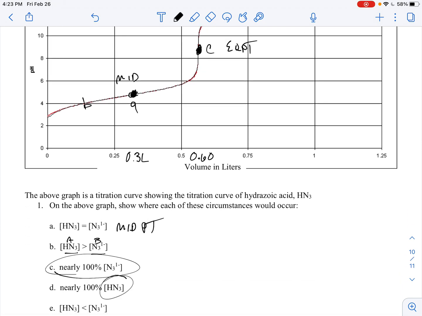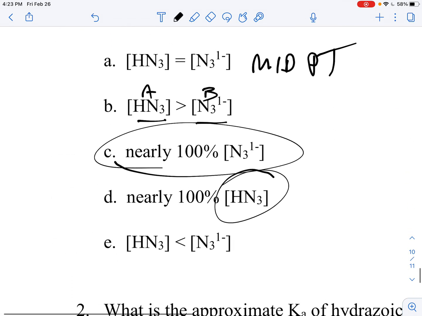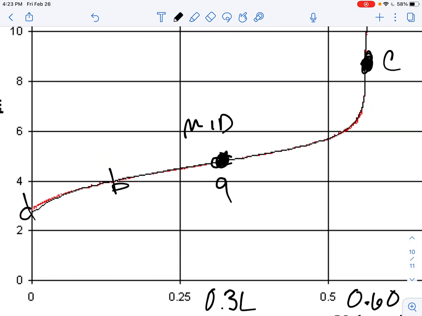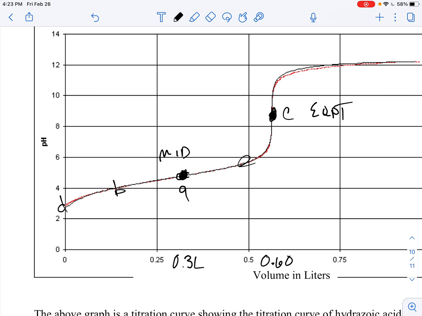Where is it that I have nearly 100% of my weak acid? Well, that would be my starting point. That would be part D here, because that's where I have my weak acid and I haven't done anything to it yet. And then part E says, where is it that my acid is less than my base? Well, that would be any part along this portion of the graph right here.